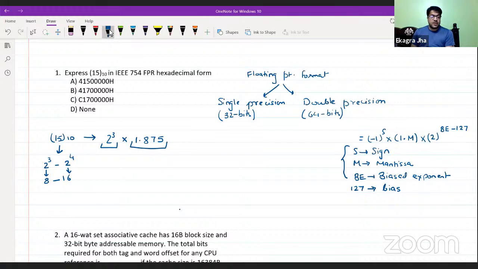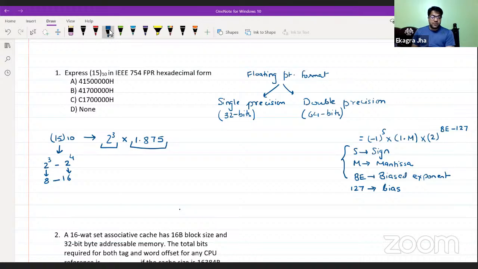Okay, so all we need to do is check where the 15 or any decimal value lies with respect to the power of two values. So 2 to the power of 3 is basically 8, so 15 is bigger than that, and 2 to the power 4, which is 16, is greater than 15. So 15 lies between these two values. Okay, so if we take out 2 to the power 3 out of 15, the remaining will be the fractional part, which is 1.875. You can calculate it.